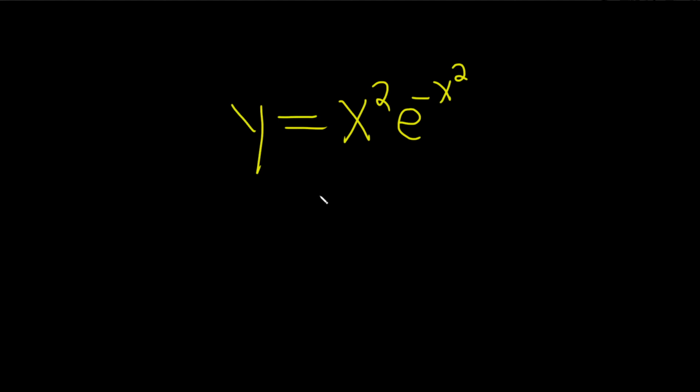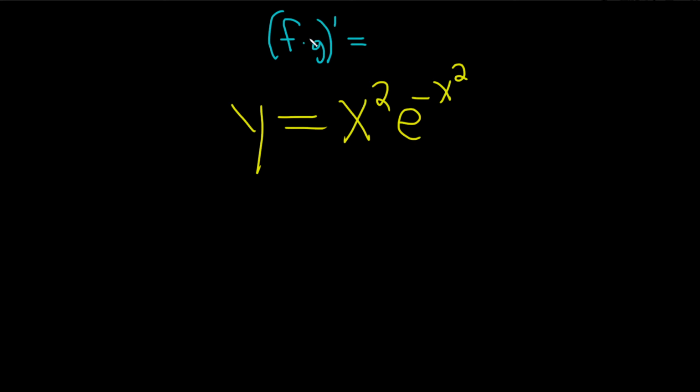In this problem, we're being asked to find the derivative of this function. So we have x squared times e to the negative x squared. So we have a product, so we're going to use something called the product rule. The product rule says if we have a function f times a function g, and we want to take the derivative, we do the following.